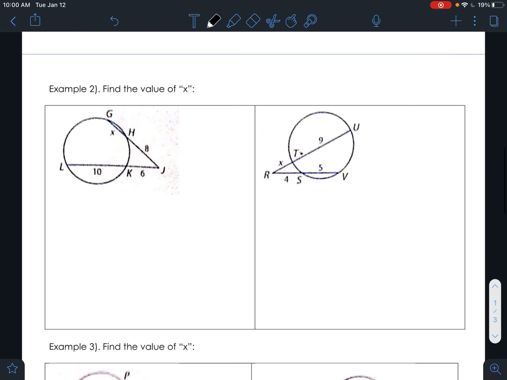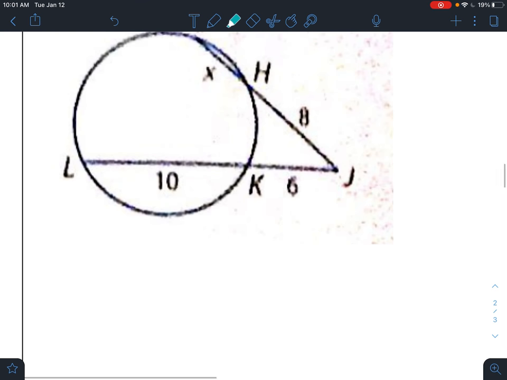Okay, so let's apply that last theorem. If you take a look at this example 2, what we have is our two secants that are intersecting on the exterior of that segment. So exactly what we want to see. Let's go ahead and solve this formula. Let's look at this first one.